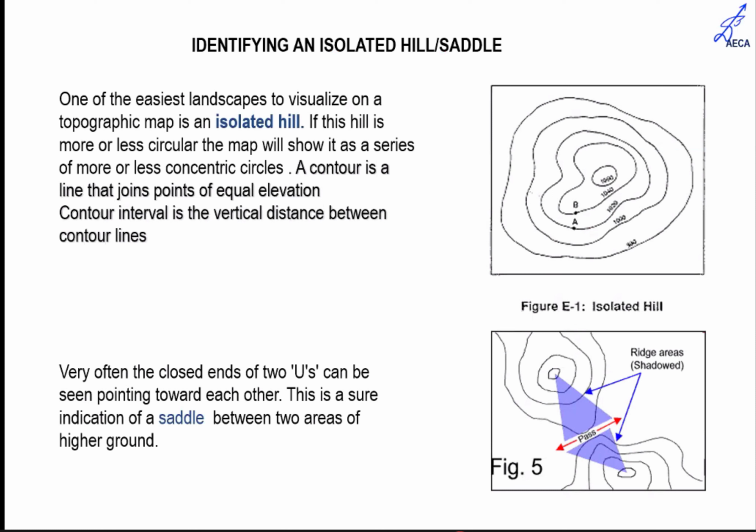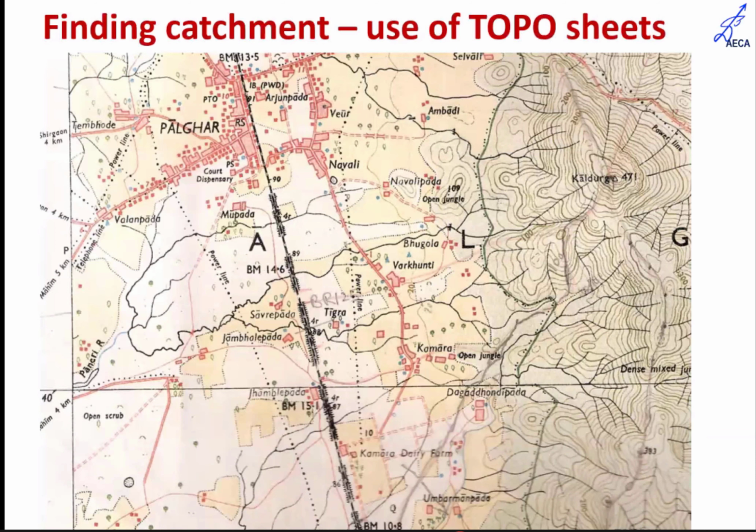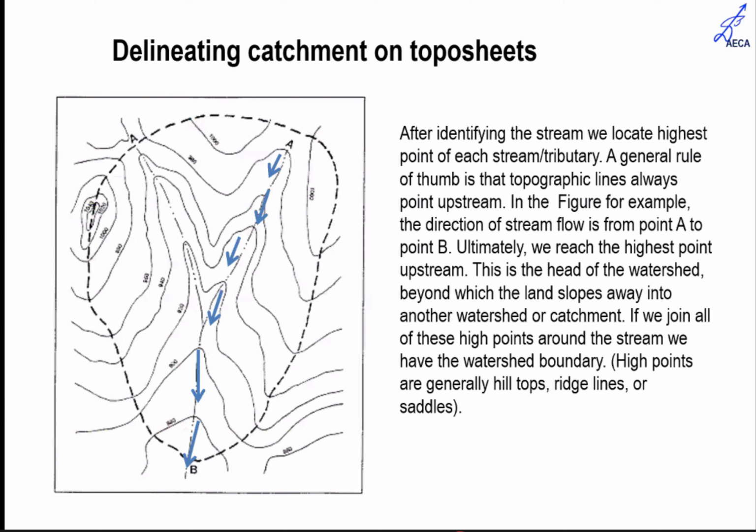Generally, catchments are classified like hilly, and then there are characteristics where you have two ridges and the U's pointing to each other, and that would indicate a saddle between two rising hills. These catchments can be found out from the topo sheets as well as from the websites which have been suggested, the Survey of India and the Bhuvan website.